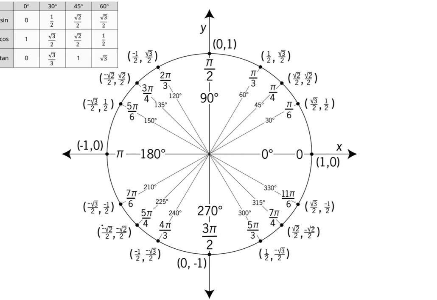So at 90 and at 270, I have an undefined tangent, right? 1 over 0 causes a problem. -1 over 0 causes a problem. Your tangent of 0 and 180 is actually 0. 0 over 1, 0 over -1, not a problem. It's just 0. All right? But on your top and bottom, you have an undefined tangent.